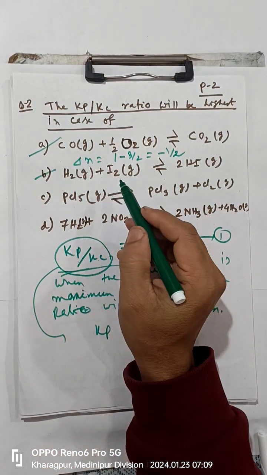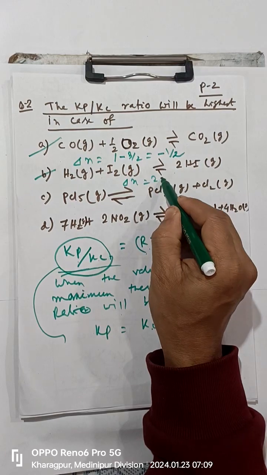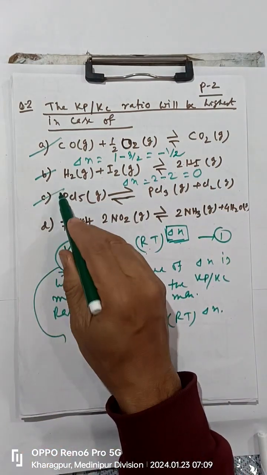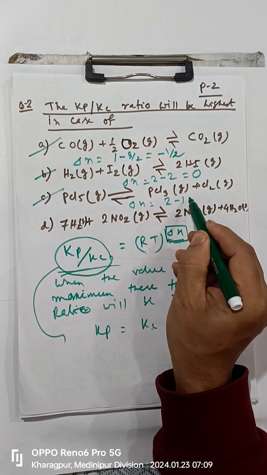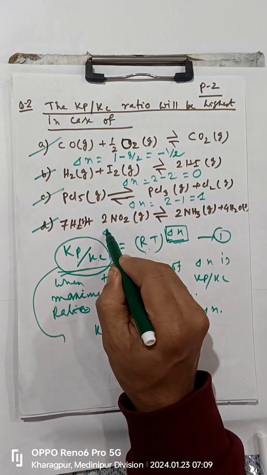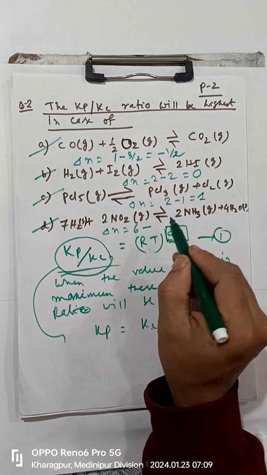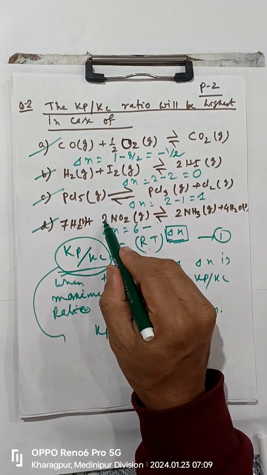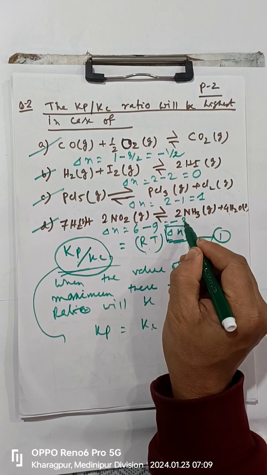If you see option B, here delta n is equal to 2 minus 2, which is equal to 0. If you see option C, here delta n is equal to 2 minus 1, which is equal to 1. And if you see option D, here the value will be 4 and here is 2. So 6 minus 7 and 2, 7 to 9 and here is 6. So 6 minus 9 is equal to minus 3.